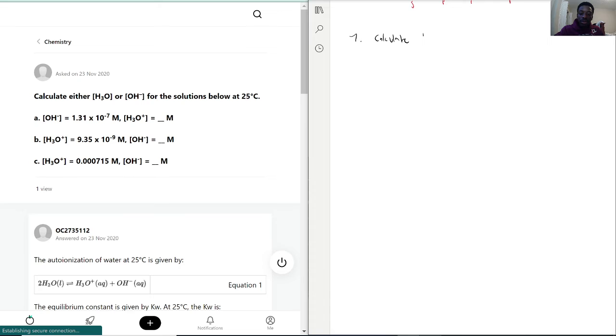And C is quite high relative to the others. We have just 0.000715. And if we translate that, we have 1, 2, 3, 4. It'd be 7.15 times 10 to the negative 4 molarity.